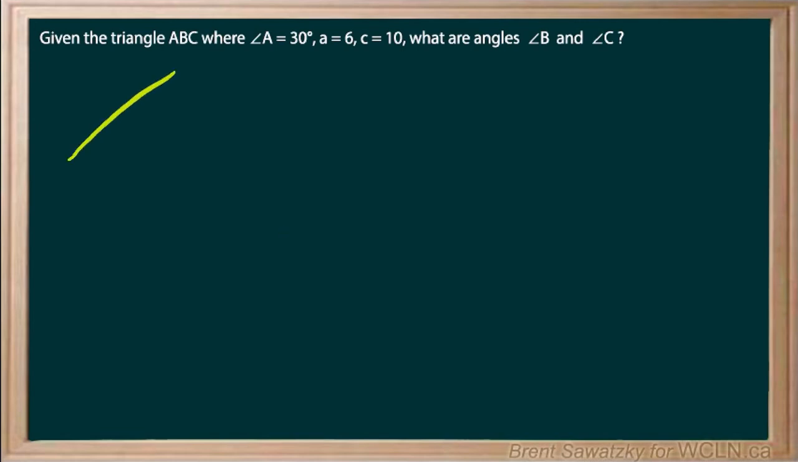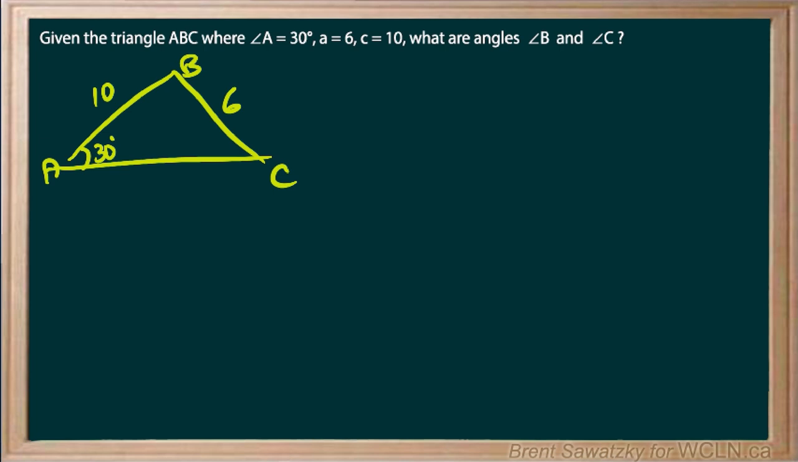So we'll start off with a generic triangle, A, B, and C. And we're told that A is 30 degrees, side A is 6, side C is 10, and we can go from there. So our first question is: is this the only way that this triangle could be drawn? In other words, is this the only option given the 30, 10, and 6?